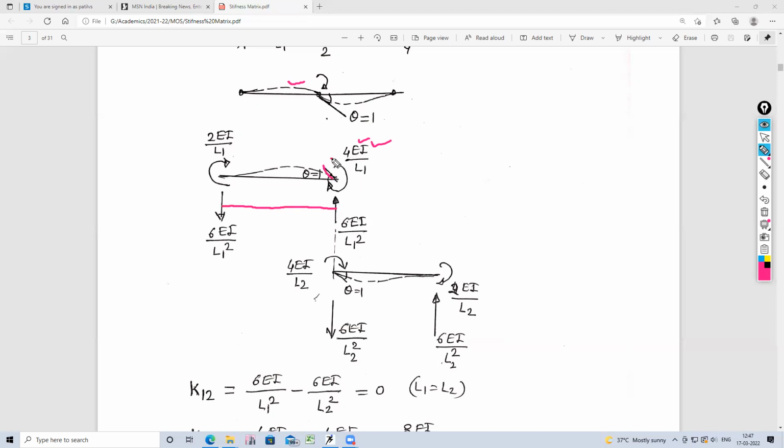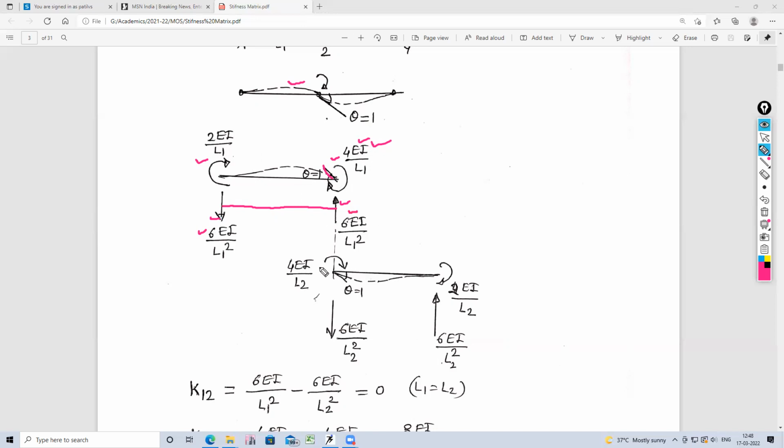Since this is clockwise, the resisting couple will be anti-clockwise. So this force will be downward, and this force will be upward. And what is the value? It is always M divided by L, the imbalance moment divided by the span. What is M? It is 4 plus 2, so 6 EI upon L1, divided by L1. So it becomes 6 EI upon L1 square. This will be the force at this point, and this will be the force at the second point. So these are the forces in the first part.